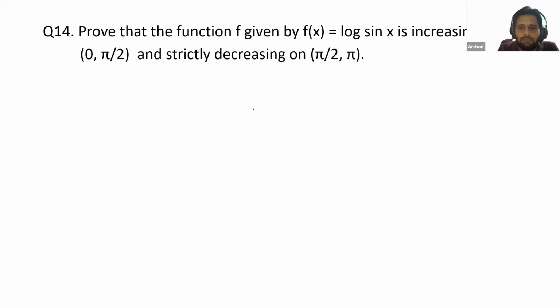Please try this question. In some questions, they will give you the interval. In those questions, there is no need to find the critical points. For example, here, there's no need to find the critical points. Just differentiate it and check for this interval whether it is positive or negative. Please try this and confirm with me once it is done.